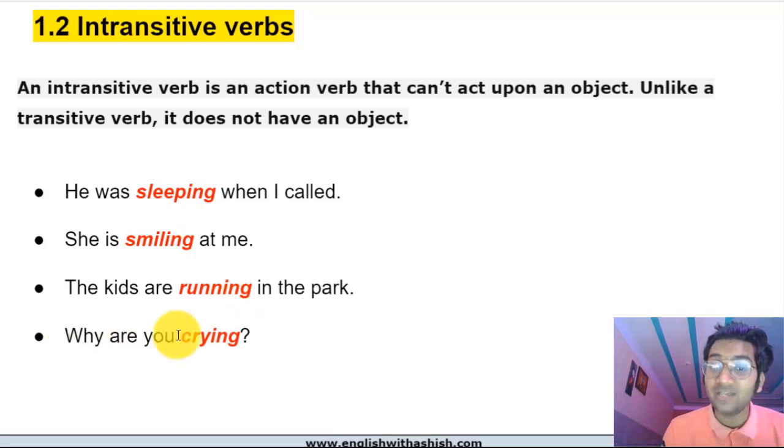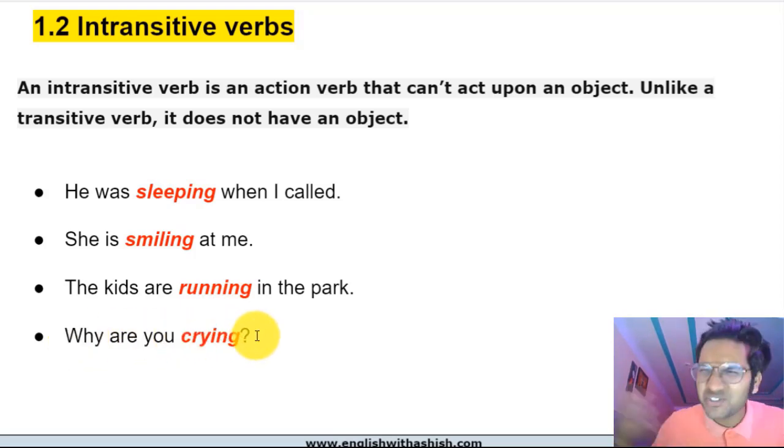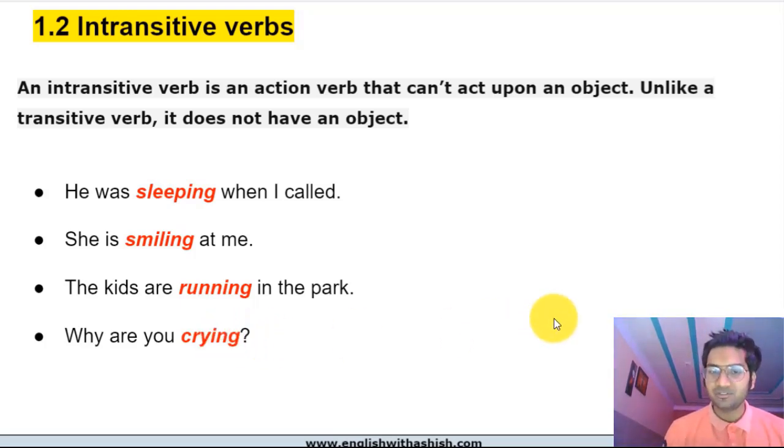The next is, why are you crying? Can you cry somebody or something? You just cry, man. You don't cry somebody or something. You can cry about something, you can cry over something, but you cannot cry something or somebody, right? So again, it's an intransitive verb. So verbs that do not have any objects, that cannot act upon something or somebody, are called intransitive verbs. Got the point? These are action verbs.